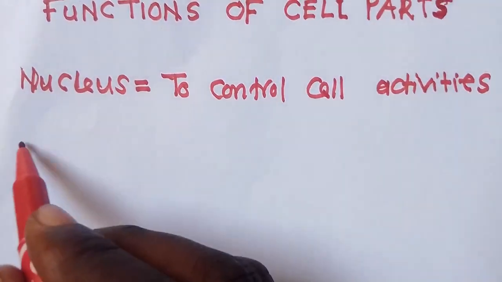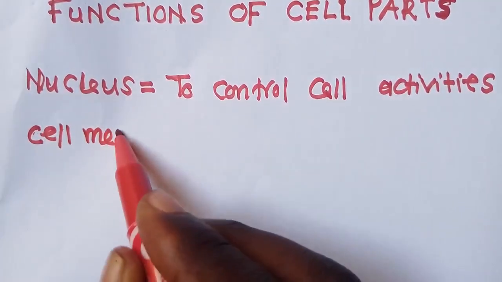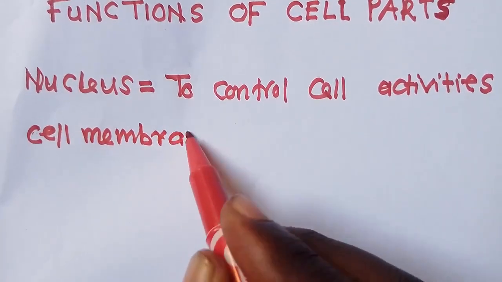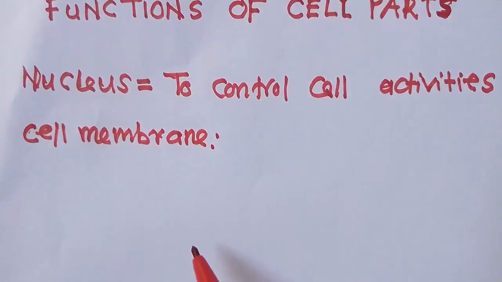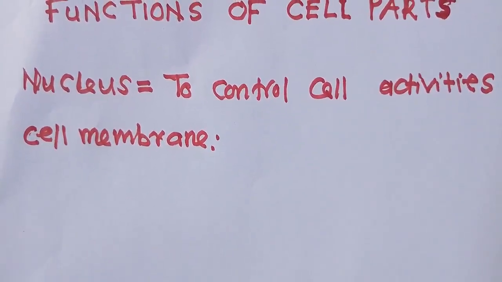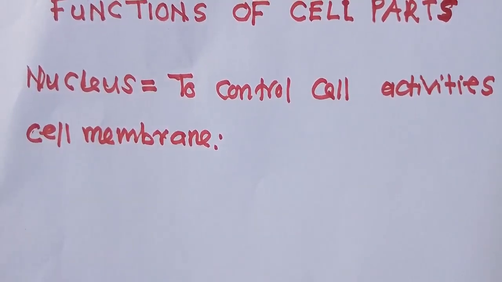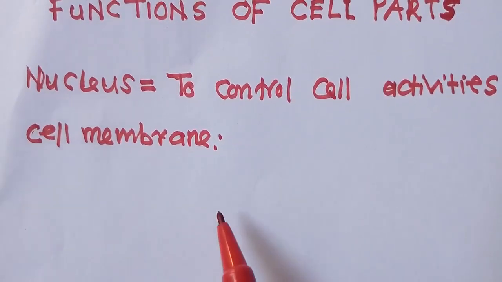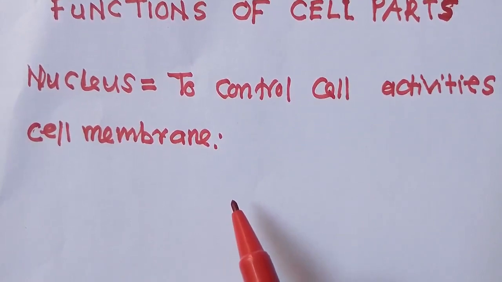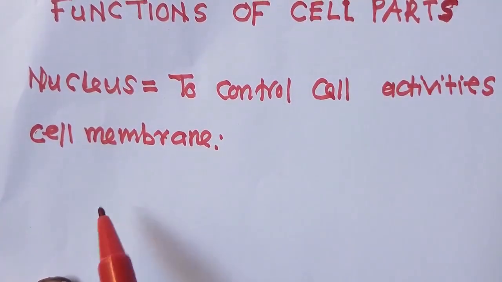We also have the cell membrane. What is the function of a cell membrane? You know that this part is made up of lipids and proteins. This one is responsible for controlling the substances that enter or leave the cell. So this is a selective membrane. It controls those things that enter or leave a cell.